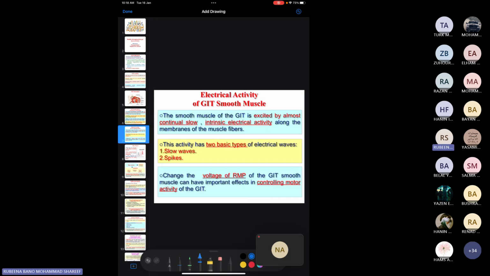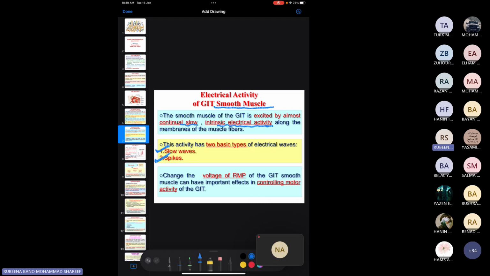Now, electrical activity of the GIT. Basically we are talking about smooth muscle, because the GIT consists of smooth muscles. It is excited by continual slow intrinsic electrical activity. If you don't want to go into this complicated name, then remember slow waves and spikes. We'll take it in detail in a later slide.